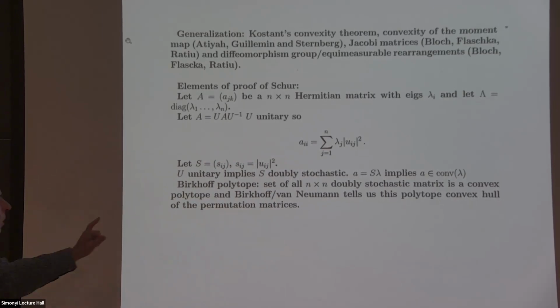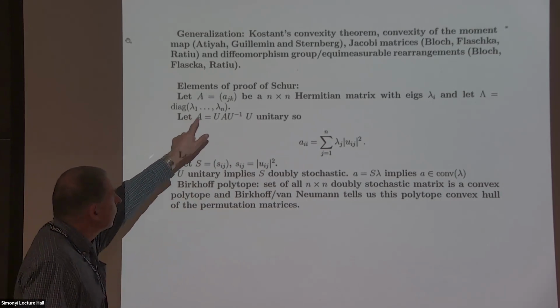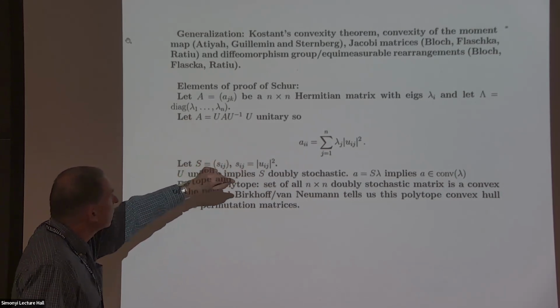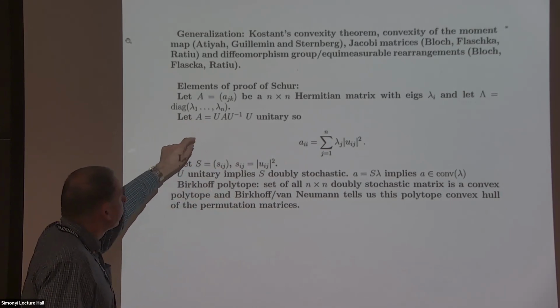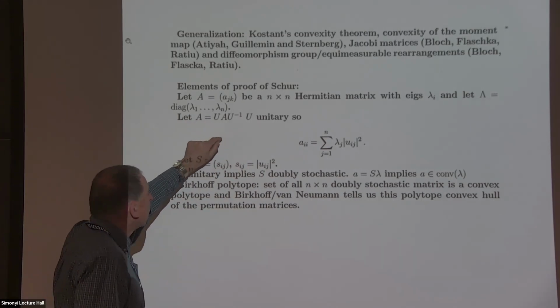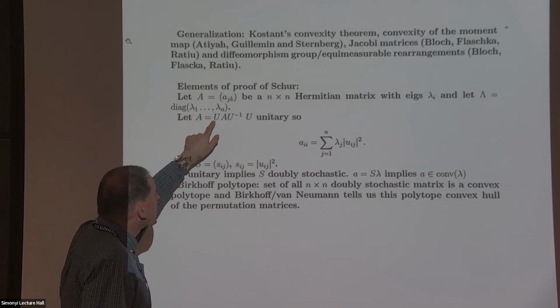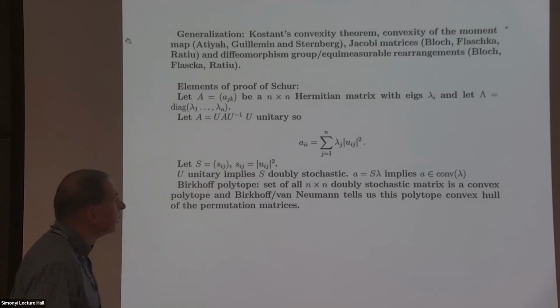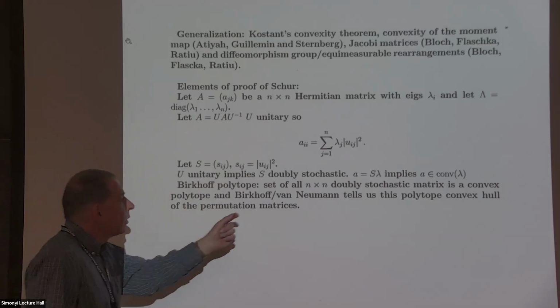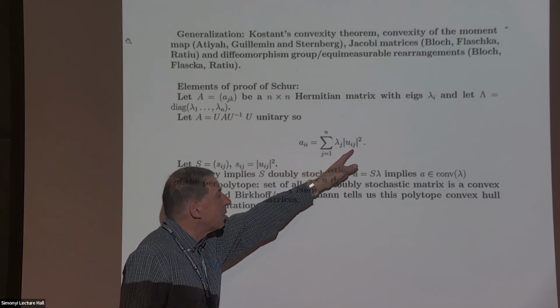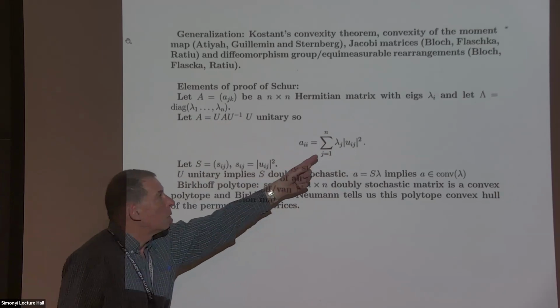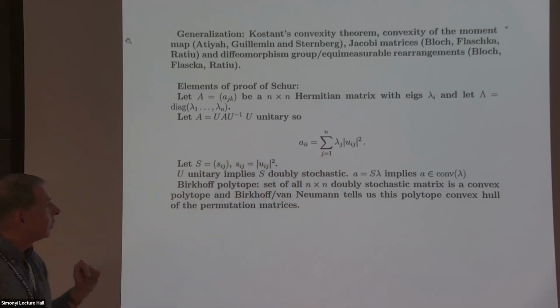So let me just say a word about the proof of Schur, just because it's somehow related to what we're going to talk about later. And Horn is the other direction. So let's say I take A to be a Hermitian matrix with eigenvalues lambda i. Sorry, this shouldn't be an A here. So I diagonalize it, I put A equals U lambda U to the minus 1, where U is unitary. Then you can check that A_ii is just equal to the sum over j equals 1 to n of lambda j times the modulus of u_ij squared, where u_ij are the entries of this unitary matrix U.